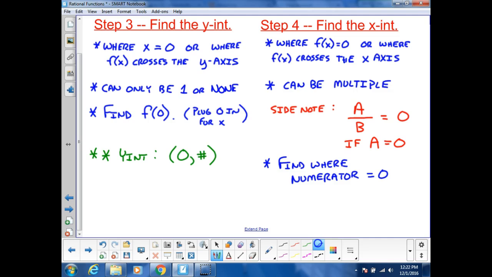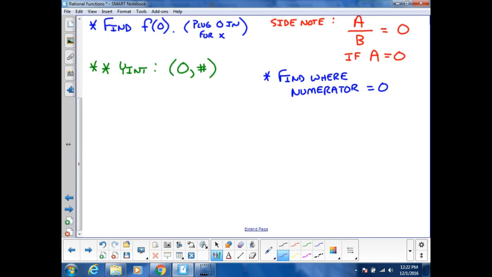Okay? Now, next level. What are all of the x-intercepts going to look like? Some number, comma 0. Some number, comma 0.